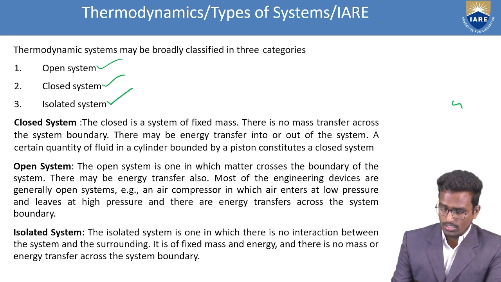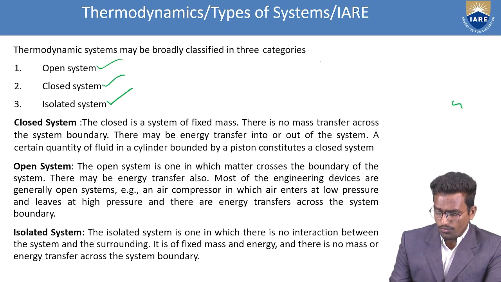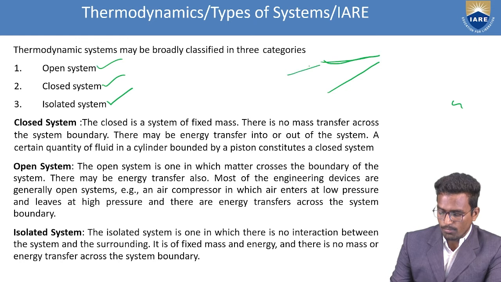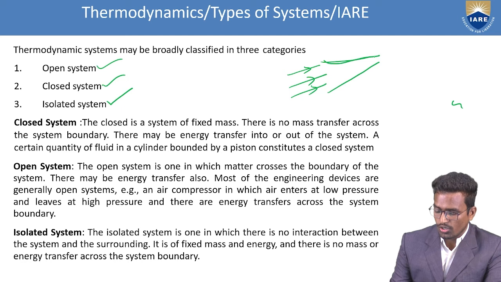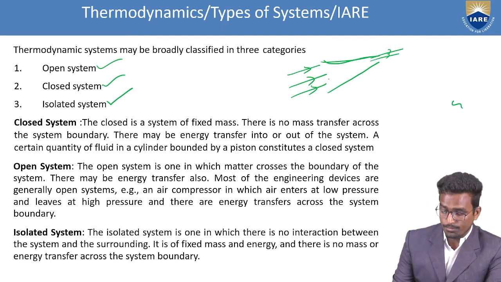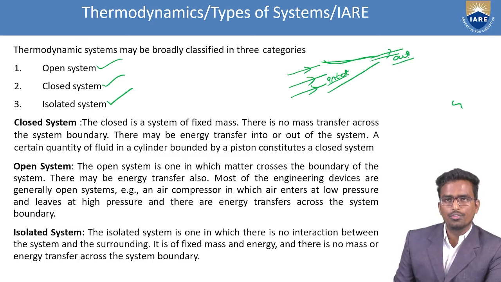So what does an open system mean? Simple. I take an example of a nozzle. It has this shape. So what happens inside the nozzle? I am supplying some amount of steam to the nozzle, and I am getting some amount of steam out of it. This is the inlet and this is the outlet. I am giving some amount of steam as input and getting some amount of output from that.